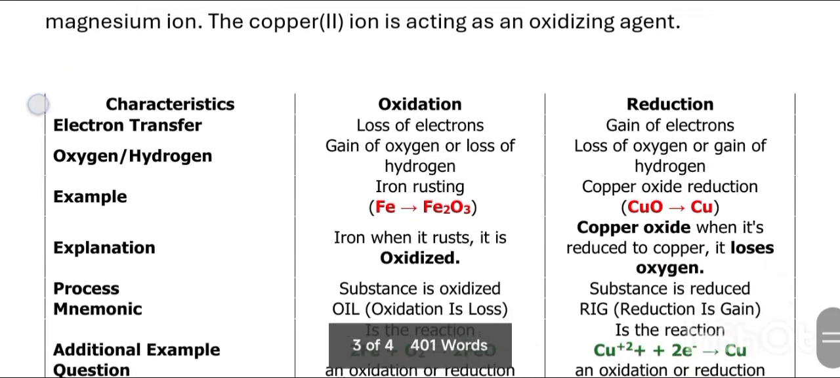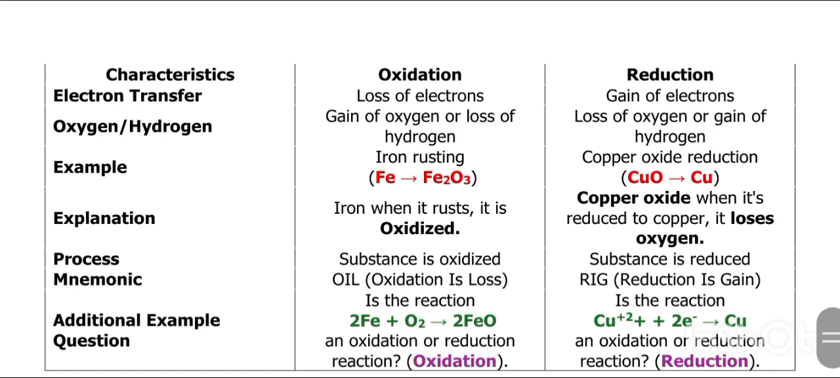Now let's see the difference between the oxidation and reduction reactions in general. With respect to electron transfer, oxidation is the loss of electrons, reduction is the gain of electrons. Oxygen and hydrogen transfer, gain of oxygen or loss of hydrogen is oxidation, loss of oxygen and gain of hydrogen is reduction. Examples are the iron rusting and copper oxide reduction, which we have already seen. Next is the mnemonic. Mnemonic you can easily learn. For oxidation it is OIL, and for reduction it is RIG.